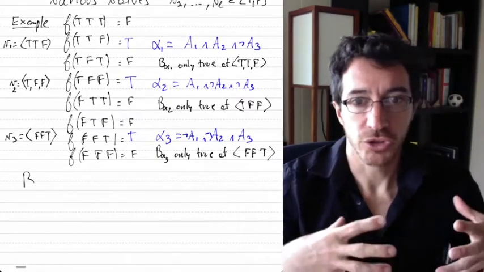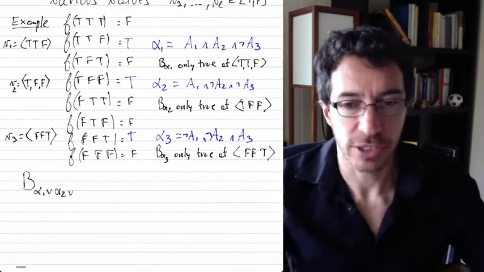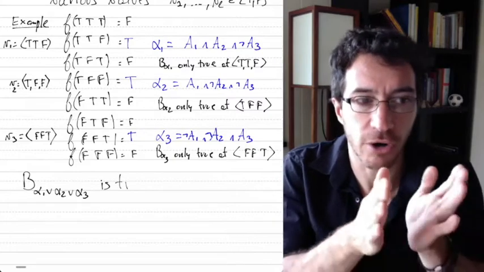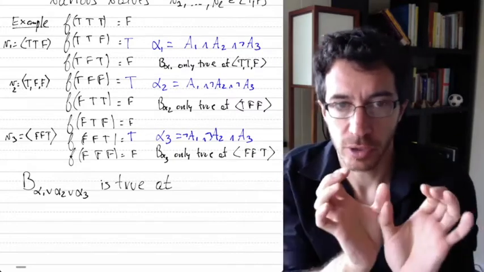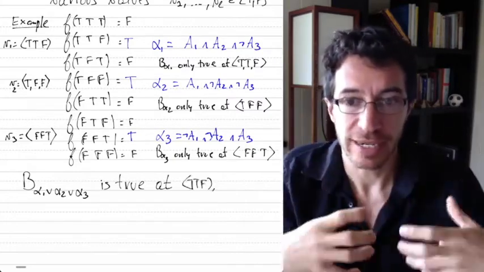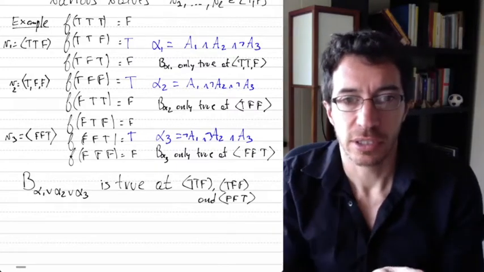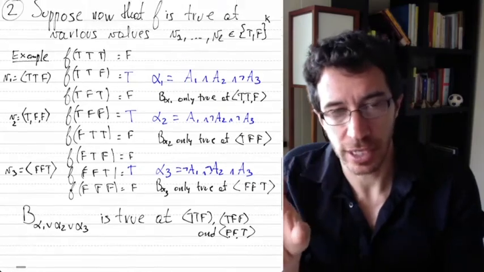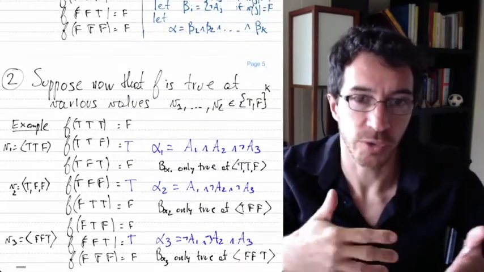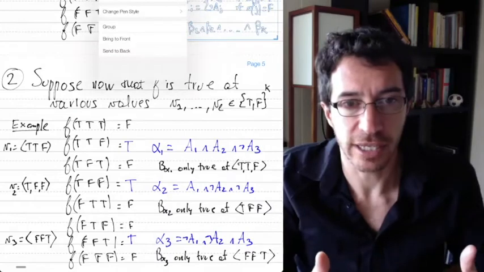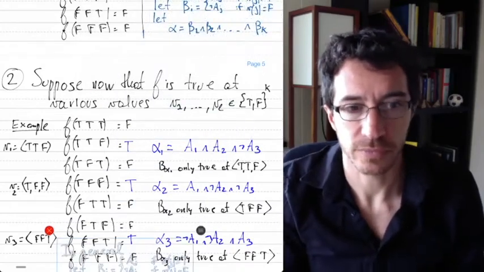So what do we do now? We just take the disjunction of these three formulas: alpha 1 or alpha 2 or alpha 3. We put them together with ORs, and now we get something that is true exactly if one of alpha 1, alpha 2, or alpha 3 is true in those three places. And in all the other cases, we get false.